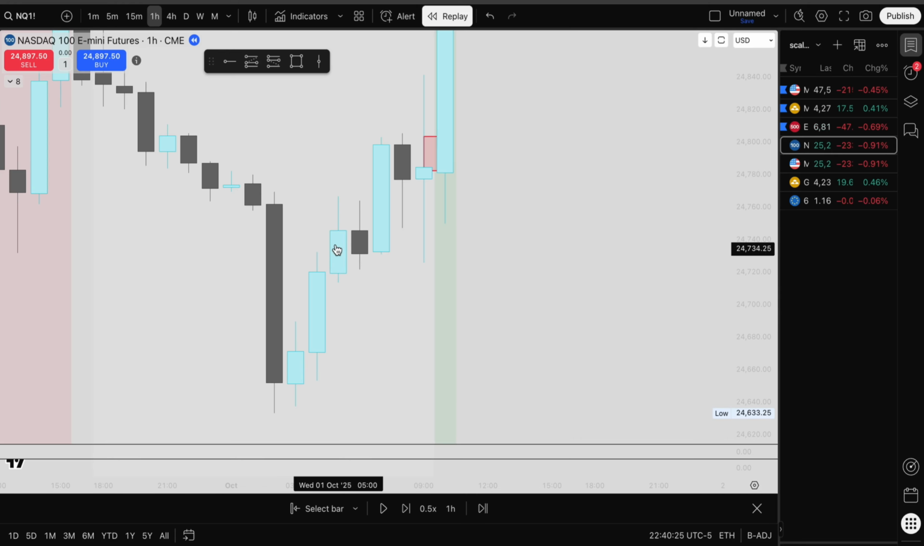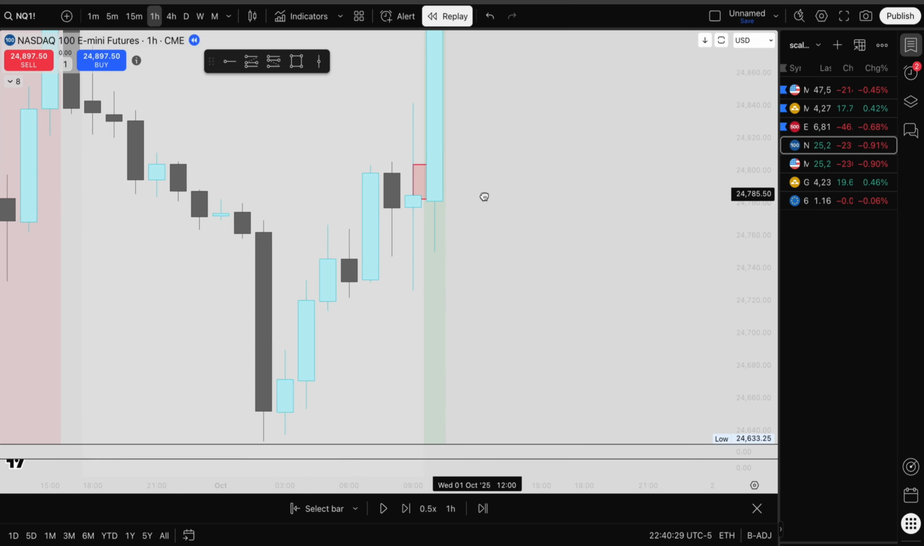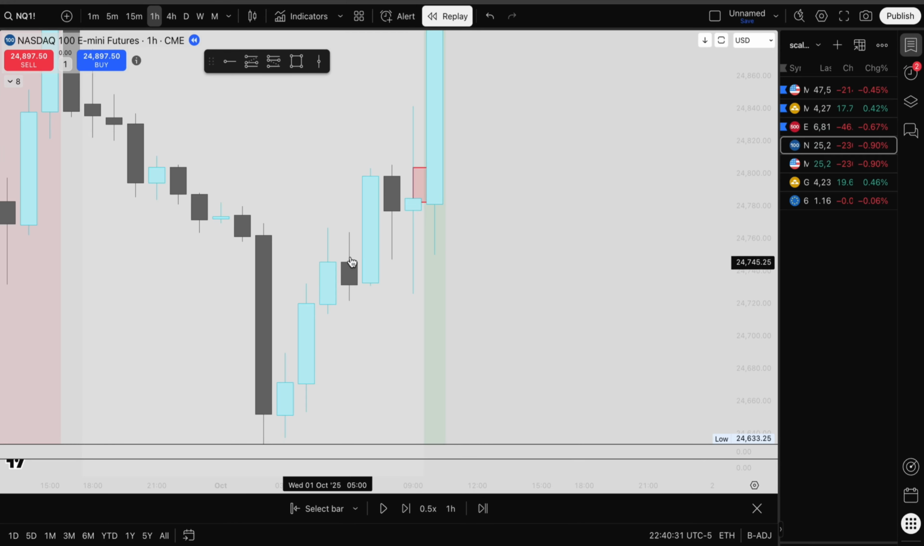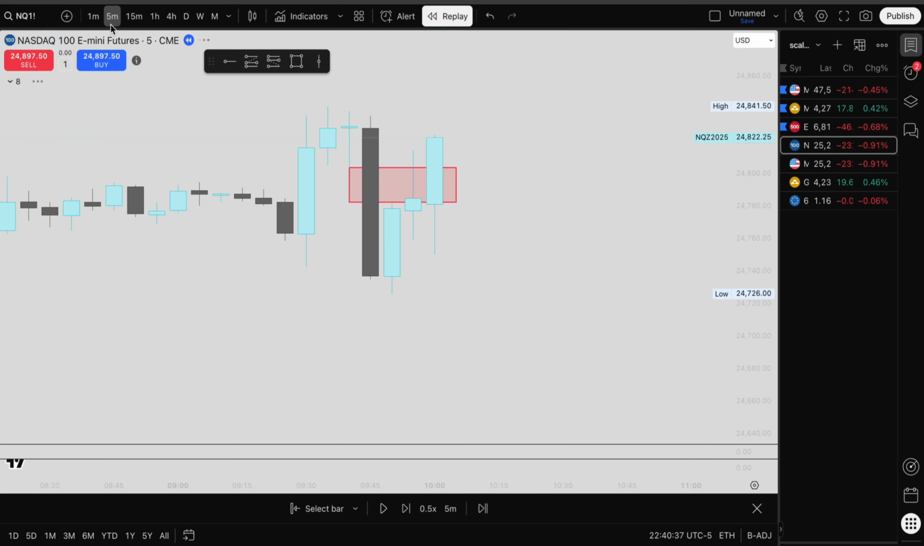We have this huge rally up, a little bit of consolidation, and we pump back up. So this happens overnight with other institutions and other people from other markets buying into the market. So if the market is going to be bullish for the day, why would we want to short it? That just doesn't make sense.